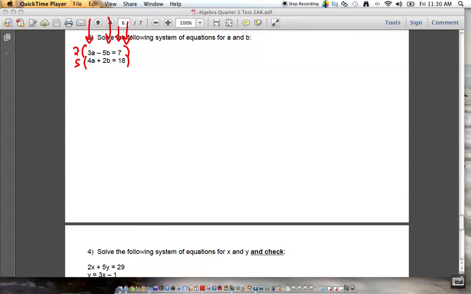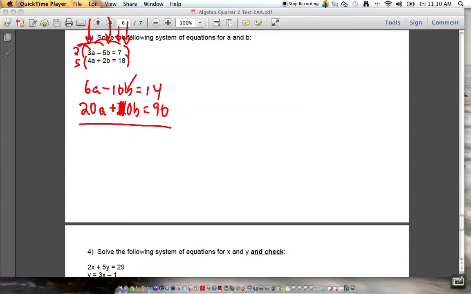So I'm going to get a common multiple of 10, distributing the 2 here, and I get 6a minus 10b equals 14, and 20a plus 10b, I'm sorry, is equal to 90. Adding them up, 26a equals 104. Divide by 26, and I get a is 4.